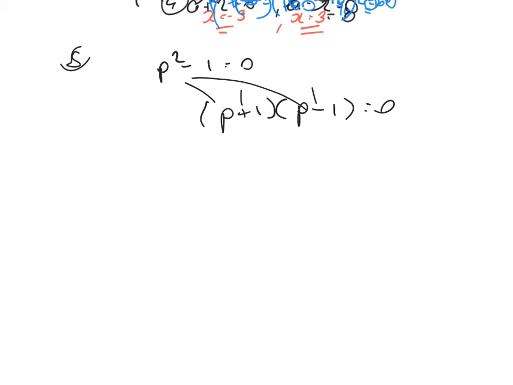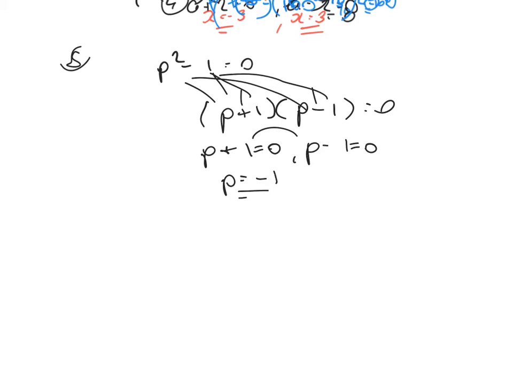Okay, let's try another. p squared minus 1 equals 0. Okay, so that's (p plus 1)(p minus 1) equals 0. So bracket with a plus, bracket with a minus. Square root of p squared is p, square root of 1 is 1. p plus 1 equals 0, or p minus 1 equals 0. p equals minus 1, or p is equal to 1. Example 6.